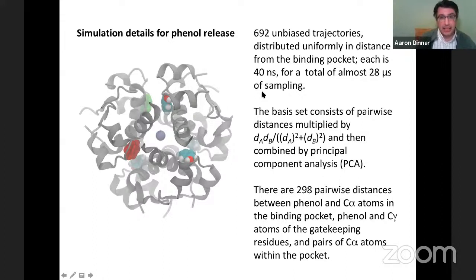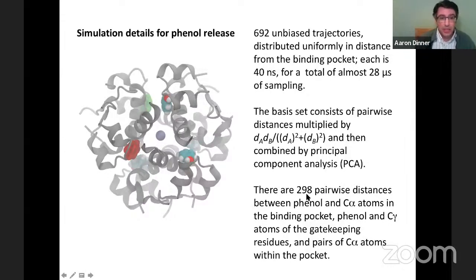We run almost 700 40 nanosecond trajectories. So we get 28 microseconds of sampling. Again, actually not that much when you think about it, so it's pretty economical. We use a basis set similar to the one that I showed you before, except now we're working in a somewhat larger space of almost 300 pairwise distances.